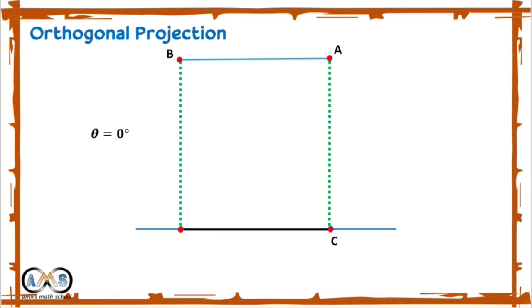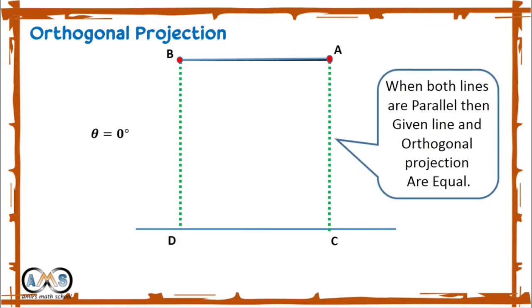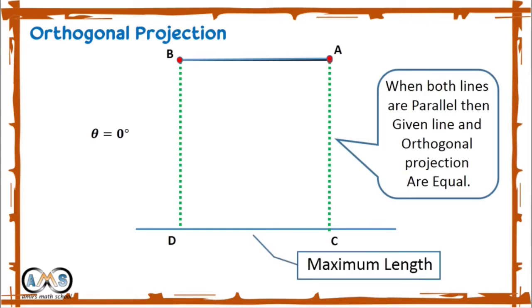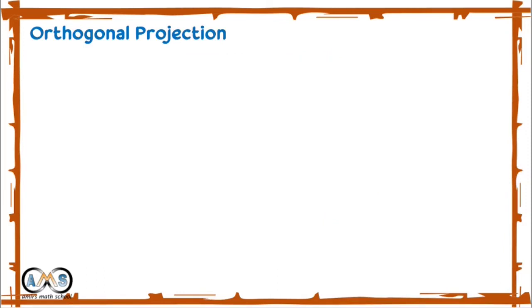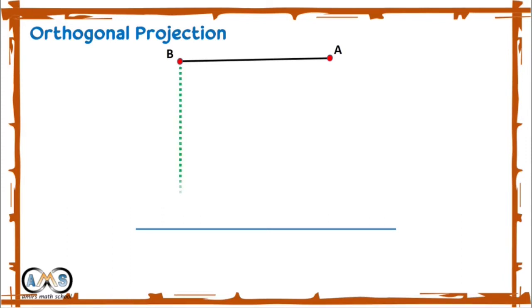And in this case, this orthogonal projection of AB, which is equal to CD, will be exactly equal to the line AB. So we can say when both the lines are parallel, then the given line and the orthogonal projection will be equal. In this case, we can get the maximum value of the orthogonal projection. And in case of any rotation, that is any oblique position of any given line, we get the value of orthogonal projection less than the given line.